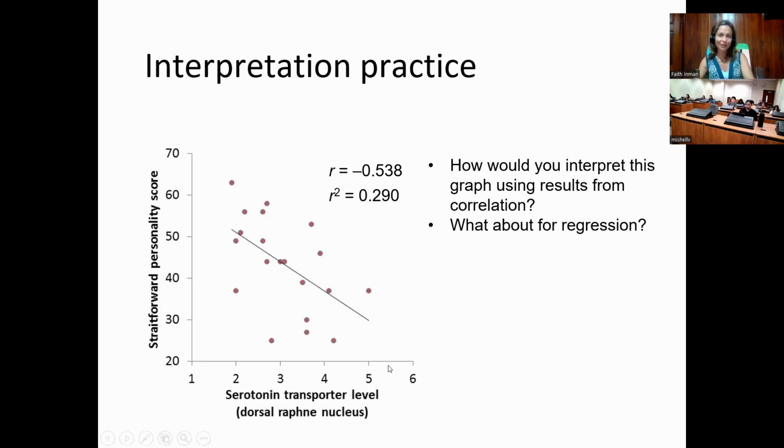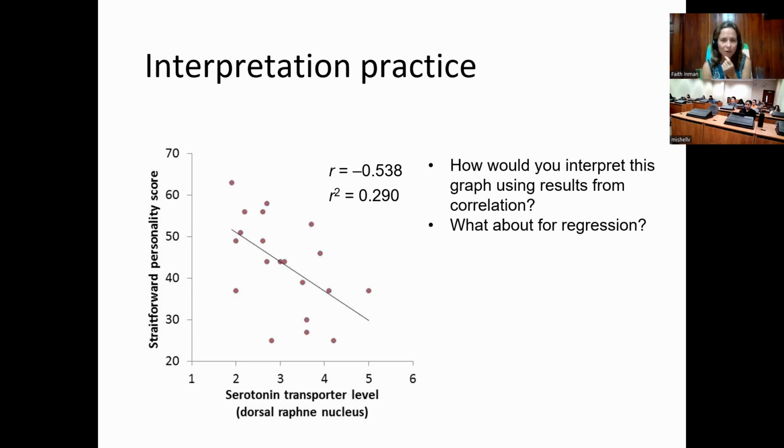So if we had this graph here, we had serotonin transporter level in units of dorsal raphe nucleus as regressed onto straightforward personality score. How can we interpret this graph using results from the correlation? This is our correlation coefficient here, negative 0.538. Well, again, we could talk about the strength and the direction of the relationship.